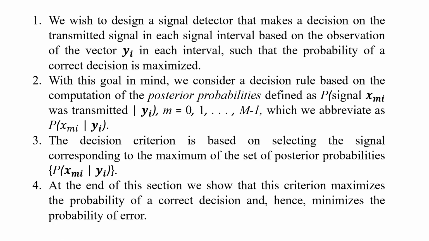With this goal in mind, we consider a decision rule based on the computation of the posterior probabilities, defined as the probability that signal xmi was transmitted given yi, which we abbreviate as xmi given yi. You can correlate these posterior probabilities as I have explained in my previous slides. The decision criterion is based on selecting the signal corresponding to the maximum of the set of posterior probabilities. At the end of this section, we show that this criterion maximizes the probability of a correct decision and hence minimizes the probability of error.